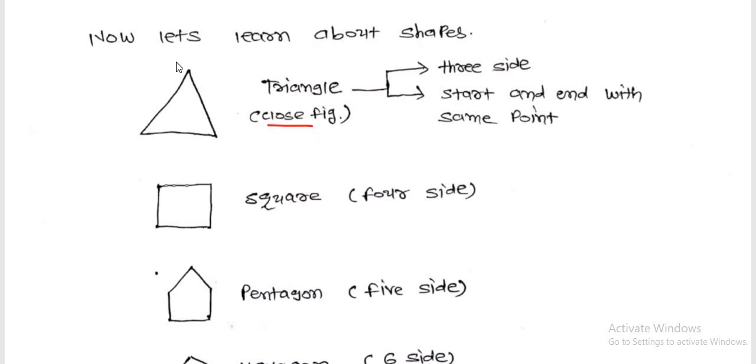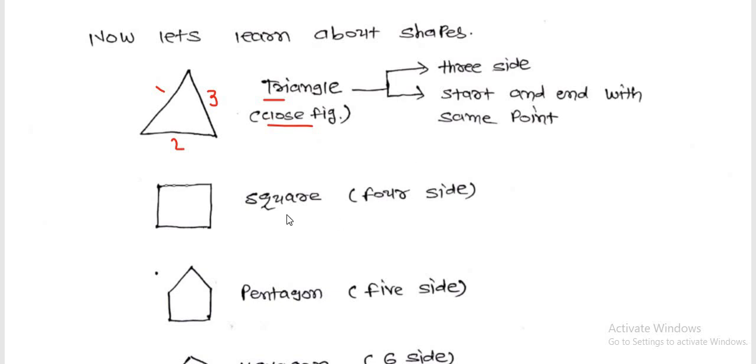This is a triangle. It has 3 sides and starts and ends with the same point. For example, we can count these sides. This is side number 1, this is side number 2, and this is side number 3. The triangle has 3 sides, that's why it is known as a triangle, and tri means 3. So a triangle has 3 sides, and it starts and ends with the same point.